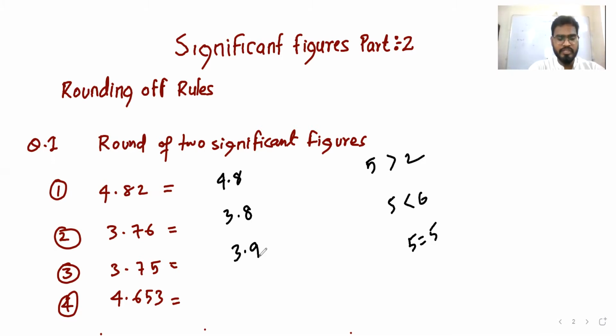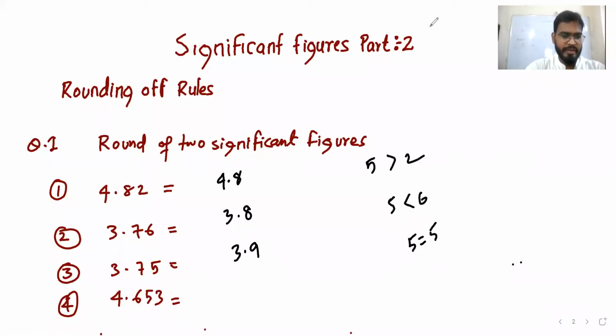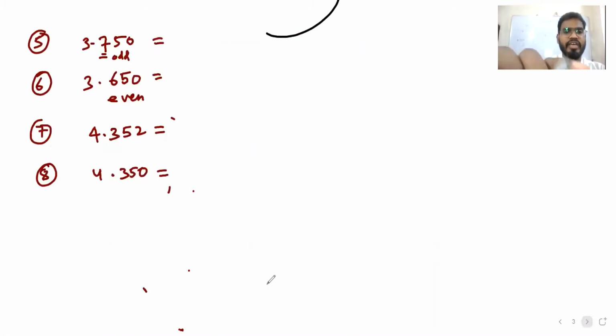Now 4.563, again rounding off till two digits only. So 4.563, only two digits we are supposed to keep. After 6 there is 5. 5 is equal, and after that there is not 0, there is some digit, so we can say it will increase. It will be 4.7. After that there is no 0, that's why we increase.